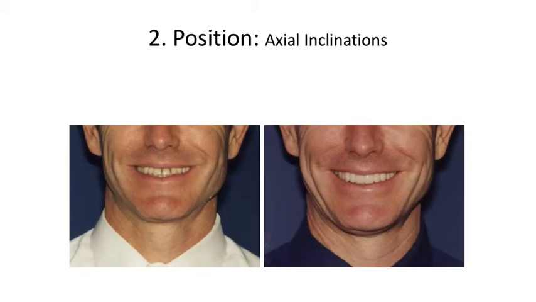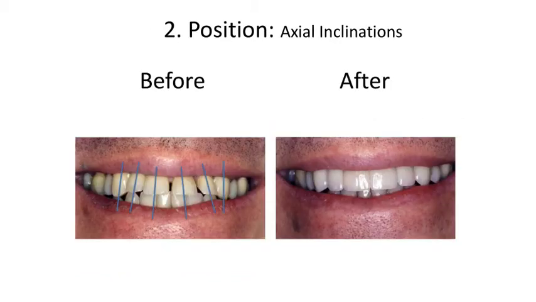Here you see an example of a smile that before it had been treated had axial inclinations that were incorrect. The teeth, instead of pointing towards the midline or towards the belly button, were actually pointing out towards, say, the hips, and it gives the smile a somewhat unideal or undesirable appearance. The after photo on the right, you can see where the axial inclinations have been corrected, and everything points pretty much towards the center.